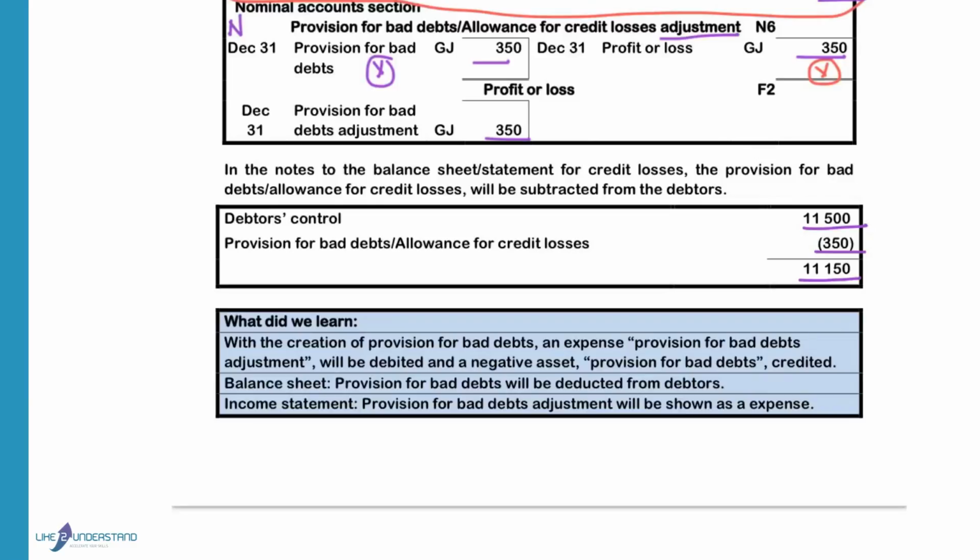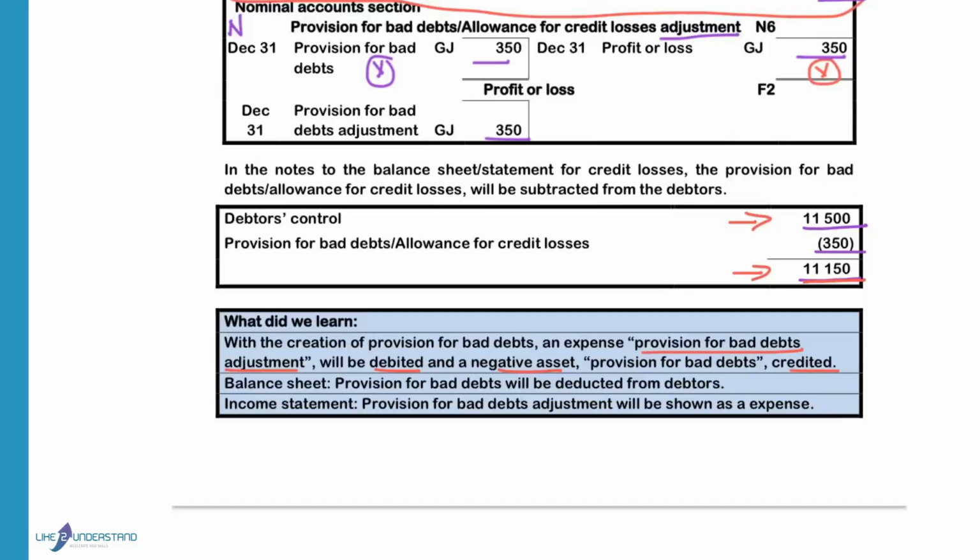In your balance sheet, you always have to show the lowest of the cost. That means what they owe you, or the net realizable value, what you expect to receive in the future. If the NRV is lower than the cost, then this is the amount that you will record in your balance sheet. With the creation of provision for bad debts, an expense, provision for bad debts adjustment, will be debited because expenses are always debited, and the negative asset, provision for bad debts, is credited to increase the provision for bad debts on the credit side to reduce my debtors.